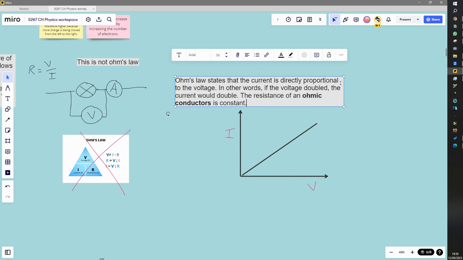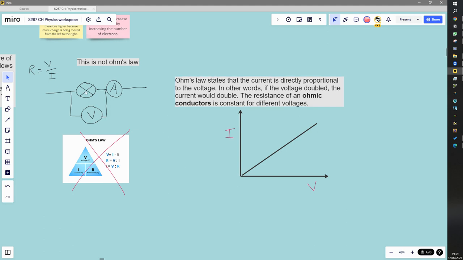Whereas for, let's say, different voltages, this is not. The resistance changes. Okay, all right, I will stop the video there.